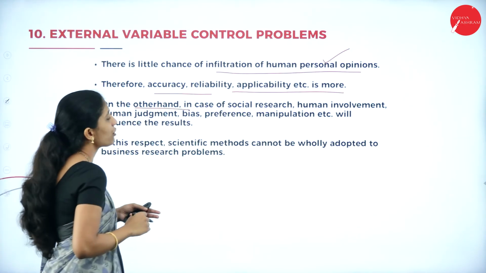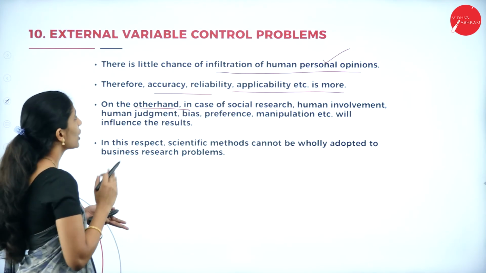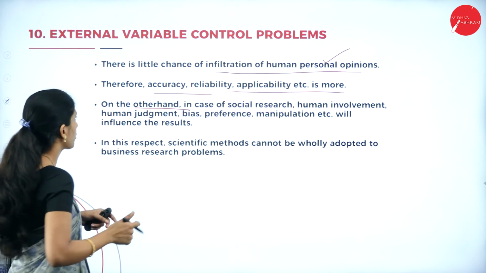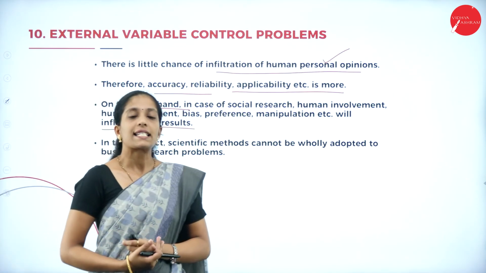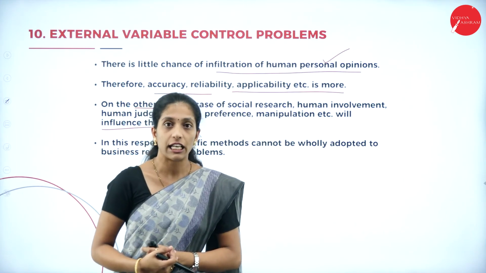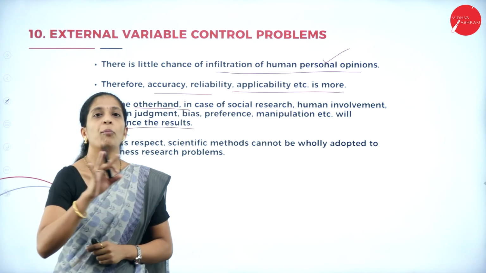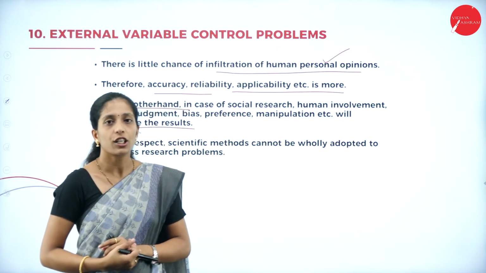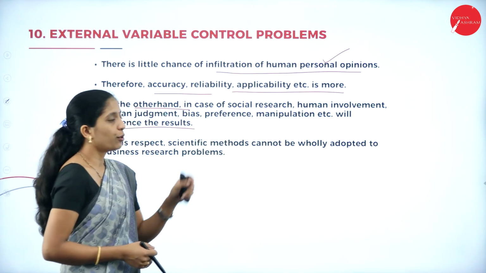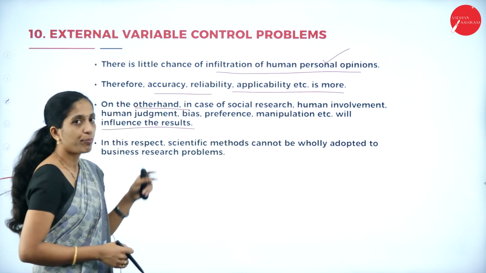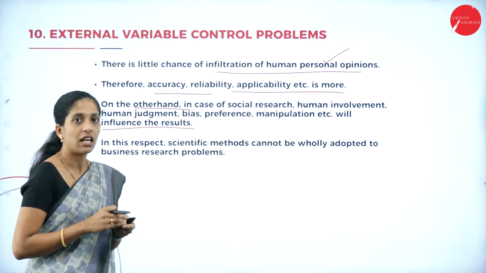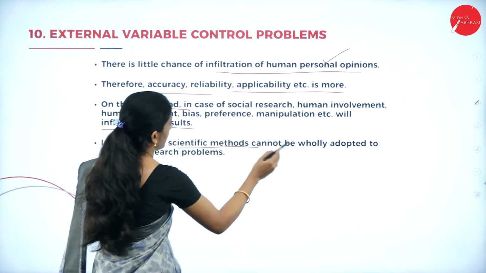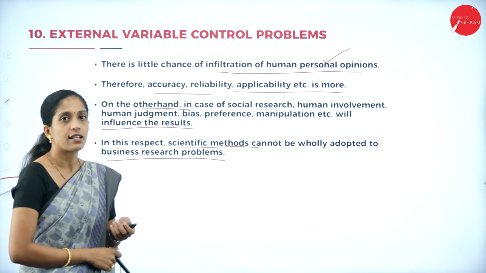On the other hand, in the case of social research, that is business research, human involvement, human judgment, bias, preference, manipulation, etc. will influence the result. Under scientific research, no external factors influence it. But in business research, a number of external factors are influencing it. Along with that, the main focus is on human behavior, which includes human involvement, judgment, bias, preference, and manipulation, which is not constant and keeps on changing. In this respect, scientific methods cannot be wholly adopted for business research problems.